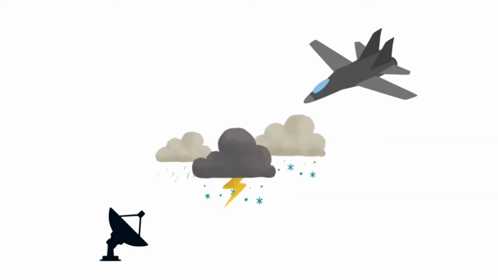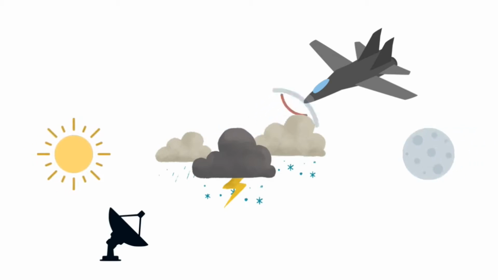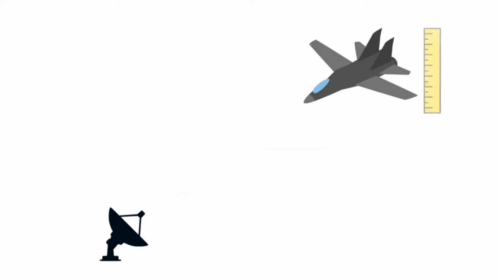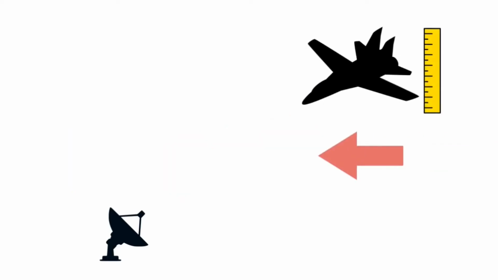Radar waves are not disrupted by most weather conditions and can be used in intense sunlight or complete darkness. Besides measuring how far away something is, a radar can detect a target's shape, size, speed, or direction of travel.